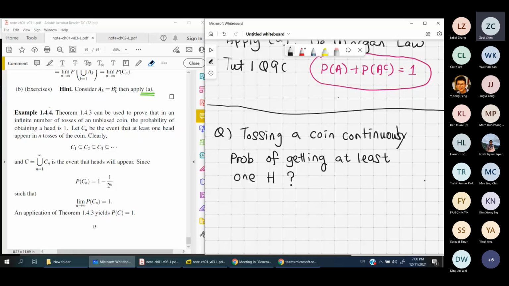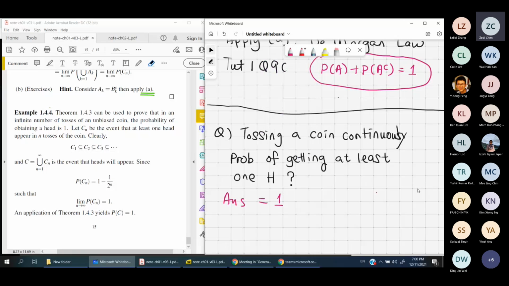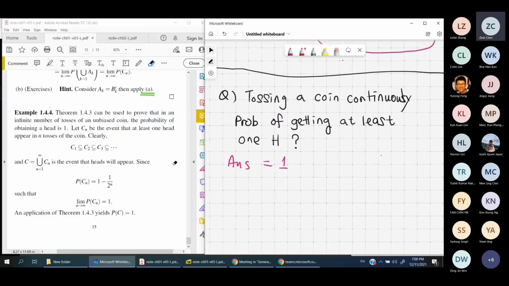So how do we convince ourselves that this is right? We always assume the answer must be equal to 1. Okay, for sure, one day you should get a hit. The answer is 1. Why? How do we convince ourselves that this answer must be 1? So we can use this to do it. Okay, so that's the setting here.